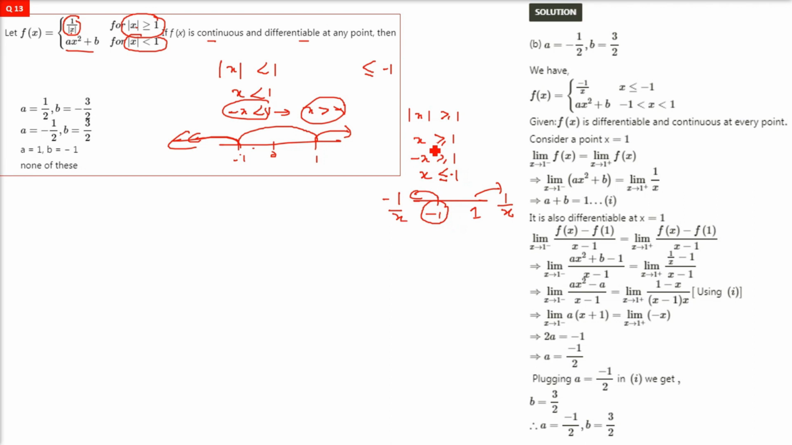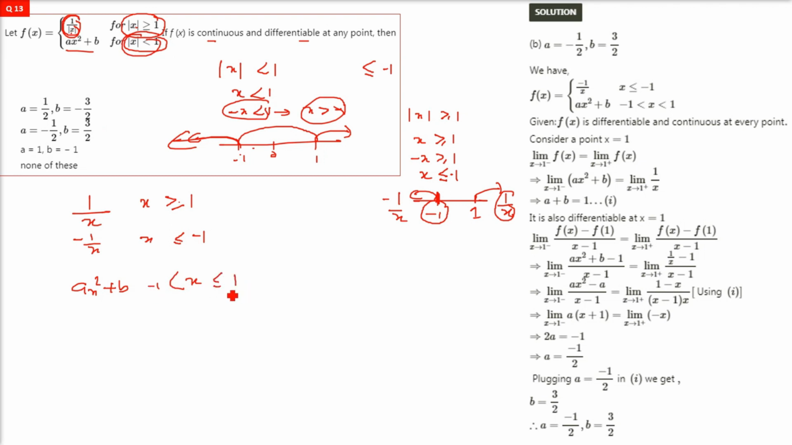So we have a function where modulus x greater than or equal to 1 is actually saying greater than 1 or less than minus 1. And since we have 1 by modulus x, one time you will get 1 by x, one time you will get 1 by negative x. You will get 1 by x when x is greater than or equal to 1. You will get negative 1 by x when you have x less than or equal to negative 1. Please remember, I explained this already. And ax square plus b, if you have x between negative 1 and 1.